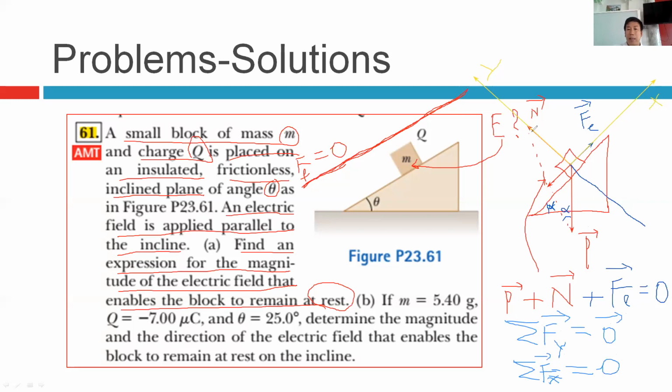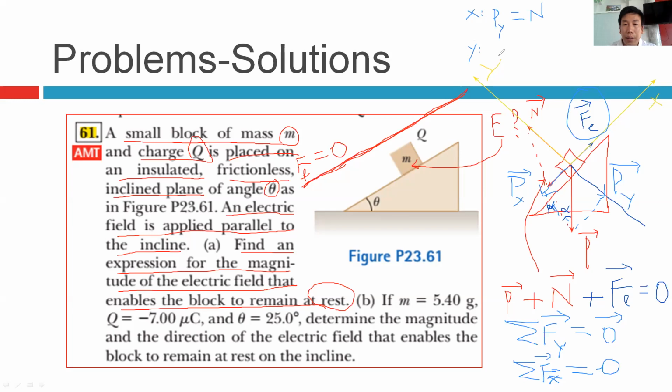In the y direction you have N and Py, right? So N and Py need to be equal. In the x direction, you have Px, which needs to equal FE. Yeah, that's all. So this means in acceleration we have Py equal N. You don't know N, but you know Py, right?